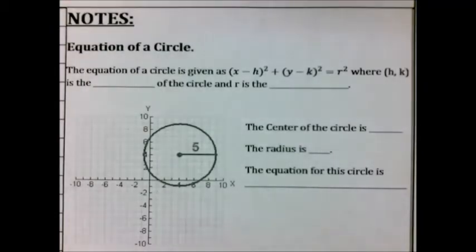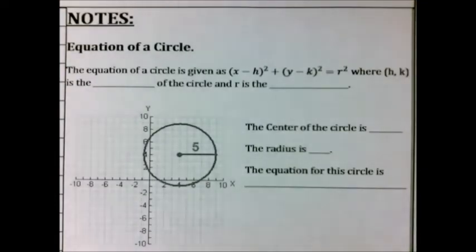And the equation for a circle is given as (x - h)² + (y - k)² = r², okay? We have to understand what in the world is h, what in the world is k. We're used to seeing x and y, r maybe, but h and k, what in the world? Let's go tell you what those stand for.